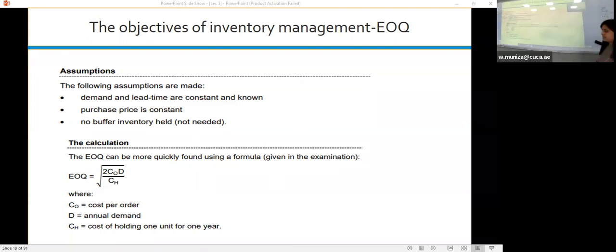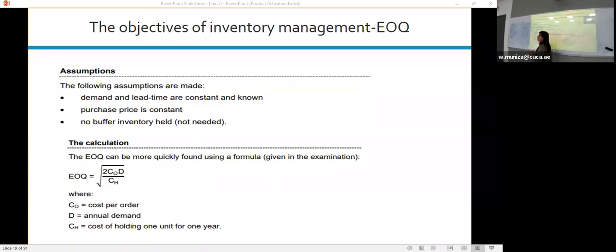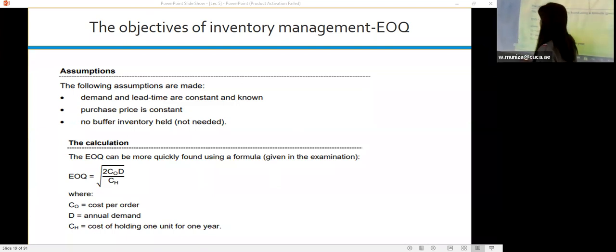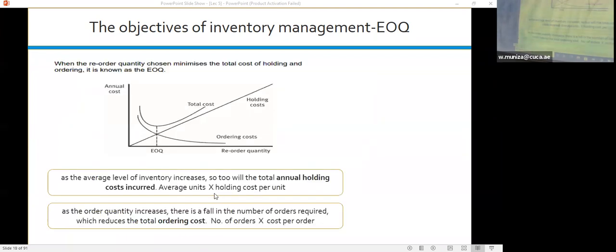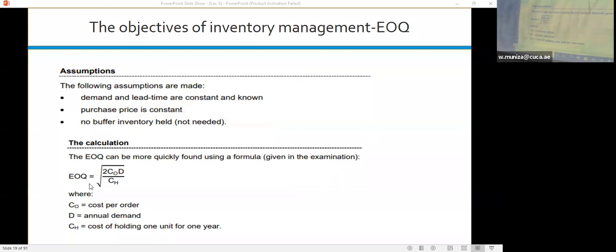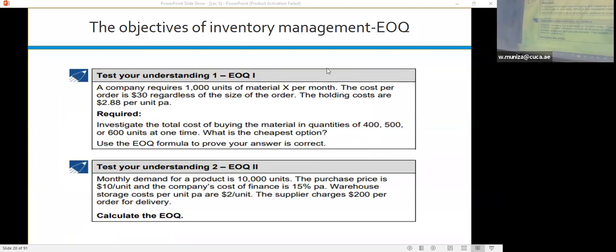One thing which you need to consider in the exam, sometimes I have seen students take annual cost of ordering here. This is the cost per order. Okay, D is annual demand, and CH is cost of holding one unit for 1 year. This is not the annual holding cost, okay? The previous formulas which we have seen are for annual holding cost and annual order cost, okay? But the formulas which we are going to use here are cost per order and cost of holding one unit, okay? So try to differentiate this as well.